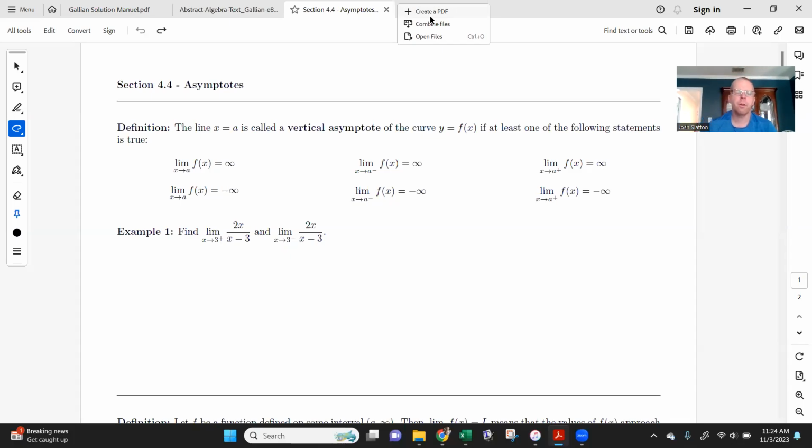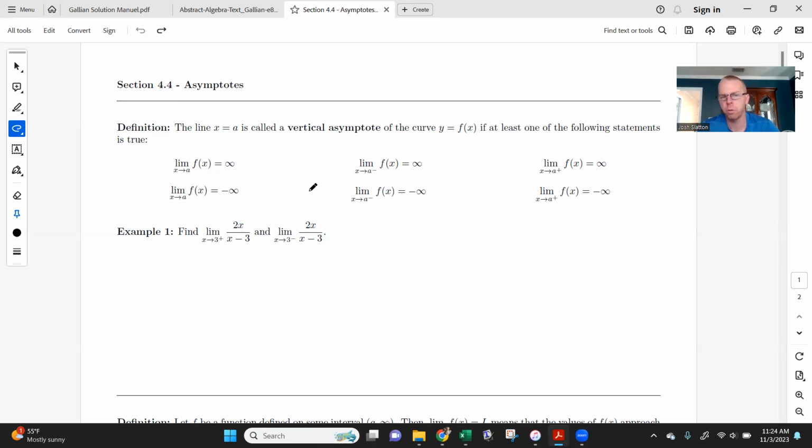So this section's on asymptotes, and we're going to be learning how to find vertical asymptotes and horizontal asymptotes. So let's look at vertical asymptotes first. Vertical asymptote has this definition. The line x equals a is called a vertical asymptote if at least one of these statements is true.